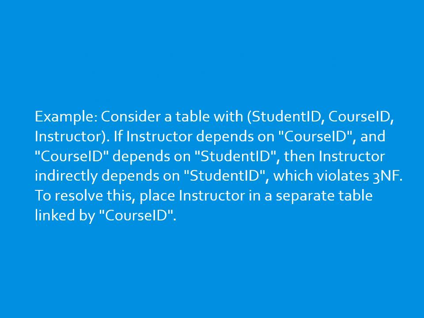In this example, consider the table with student ID, course ID, and instructor. Here, student ID is the primary key, and course ID and instructor are the non-prime attributes. If the instructor depends on course ID and the course ID depends on student ID, then the instructor indirectly depends on student ID, which violates the third normal form. To resolve this, the instructor is placed in a separate table linked by course ID.